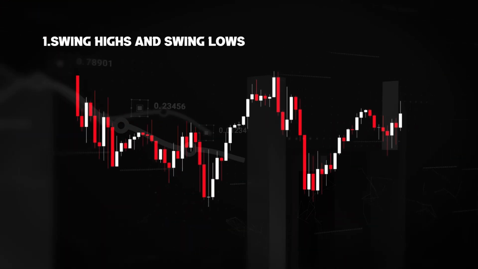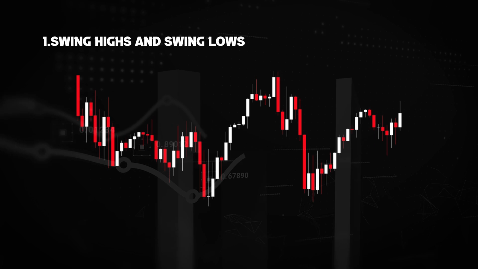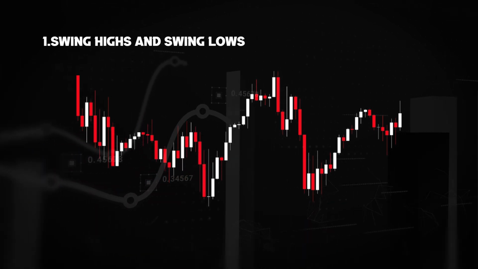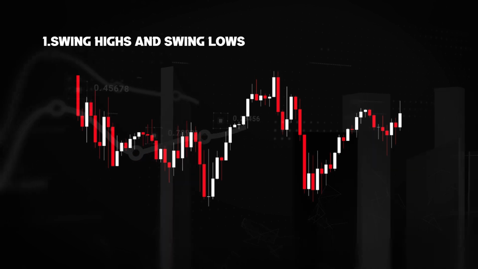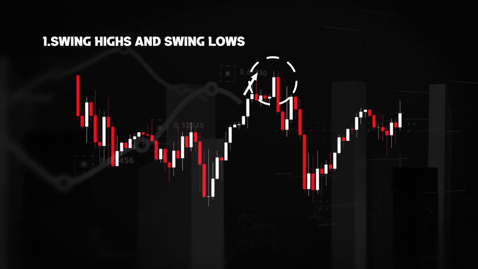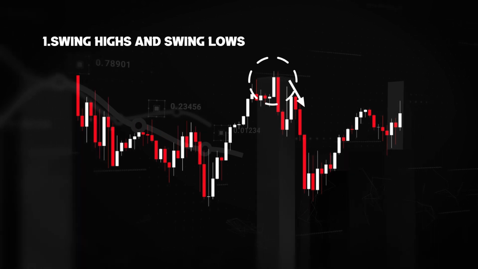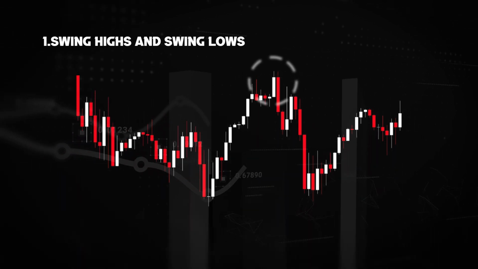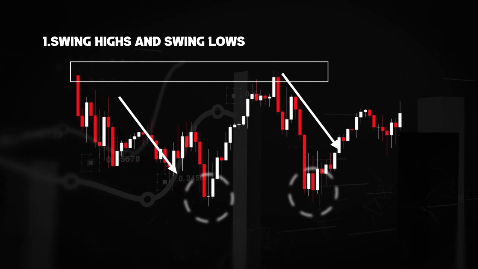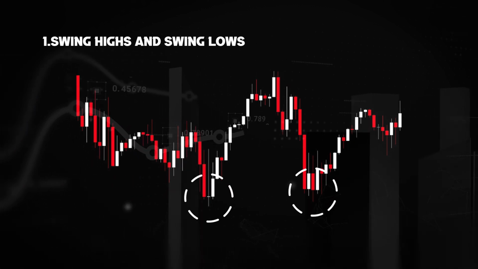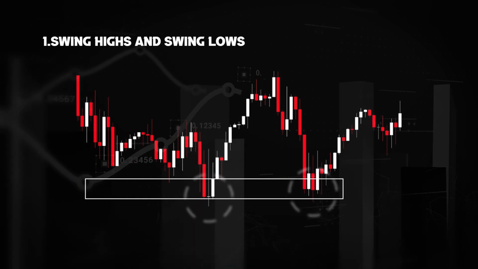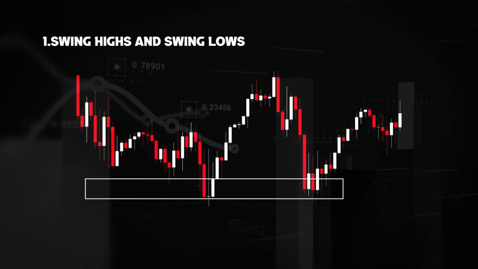Starting with the first trait that qualifies a level of support and resistance: extreme swing highs and swing lows. These are the highest and lowest points that price has reached in recent times. If you look to the left, you'll notice the price rose to a point, hit it, and then reversed. This is the highest point the price reached, making it an extreme swing high. Similarly, at the bottom, the price fell to a point, hit it, and then reversed. This is the lowest point the price reached recently, making it a support level.